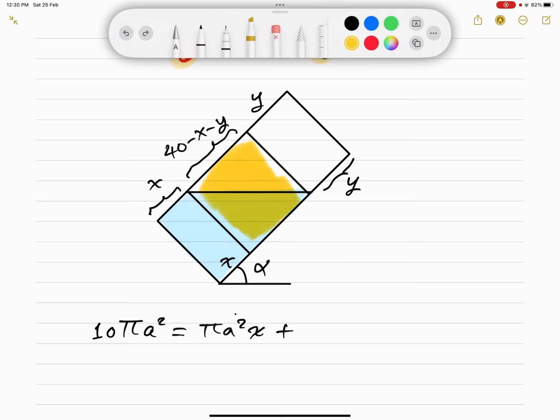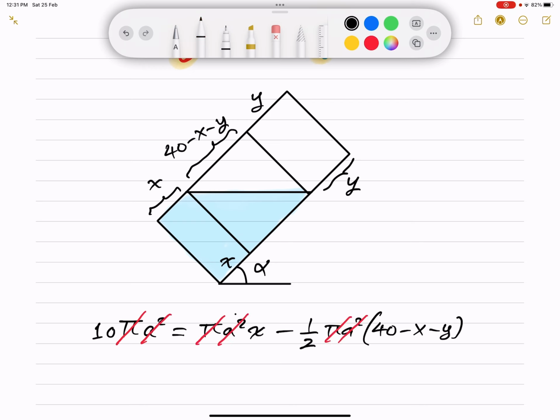So what I'm going to do is subtract half of pi a squared, which is the area of the circular base, multiplied by the height, which is nothing but 40 minus x minus y. And then I will divide both sides by pi a squared. That's going to delete pi a squared from both sides, and what we're going to be left with is 10 equals x minus half multiplied by 40 minus x minus y.